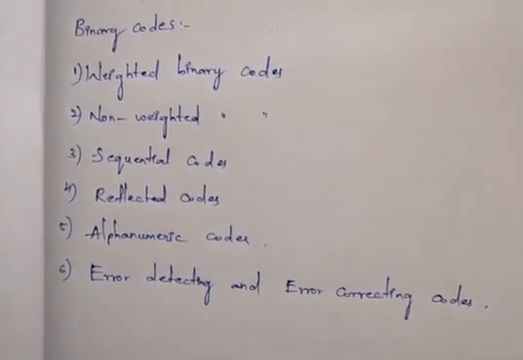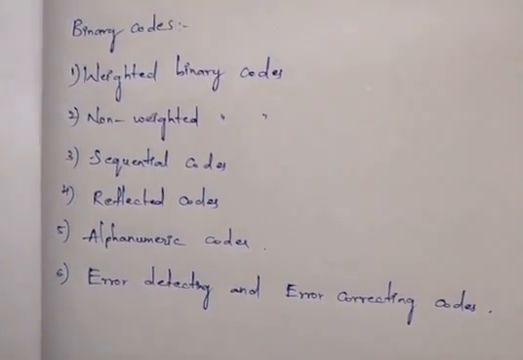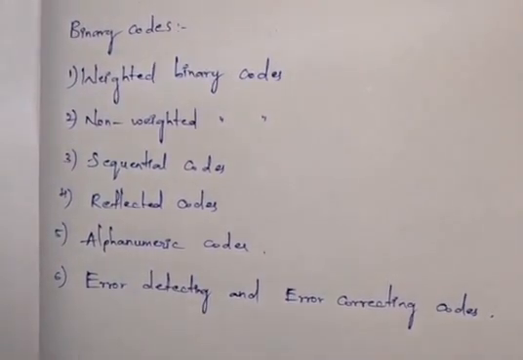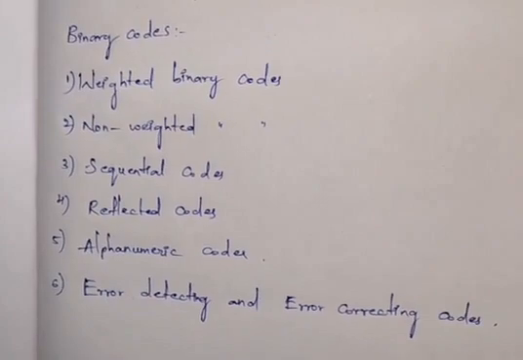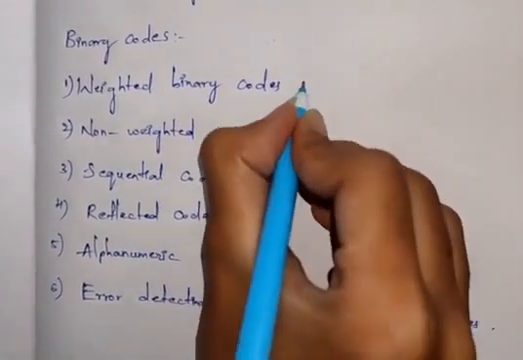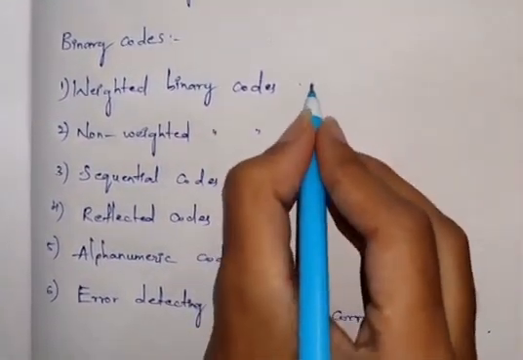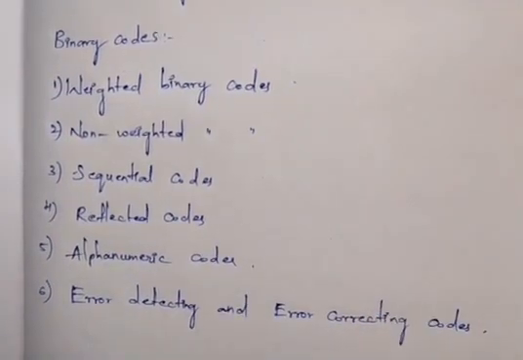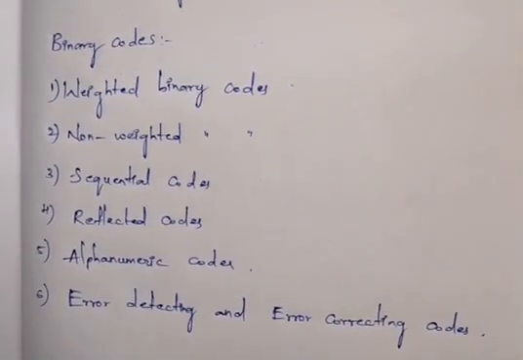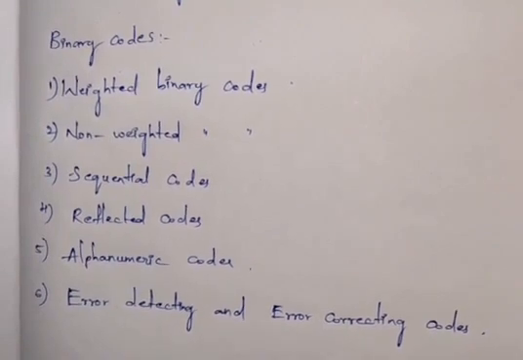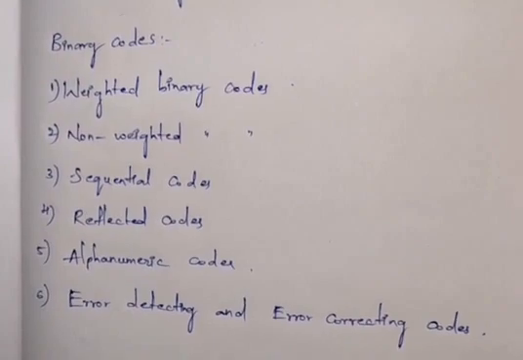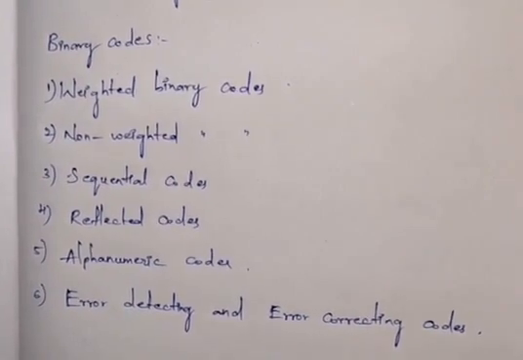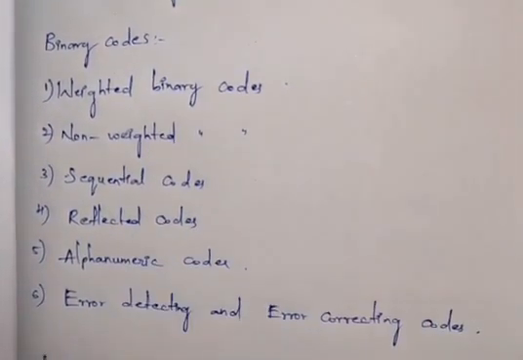First of all, we will learn about weighted binary codes, which means each and every digit holds some particular weight. Each position has some particular weight. In these weighted binary codes, examples are 8421 codes, BCD codes. BCD means binary coded decimal codes. 8421 codes, 2421 codes, 7421 codes, 5211 codes, etc. are used in weighted binary codes.